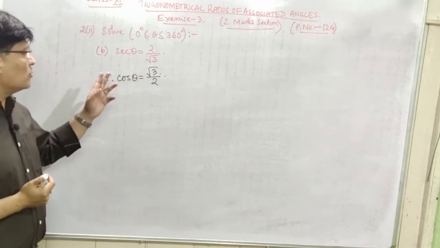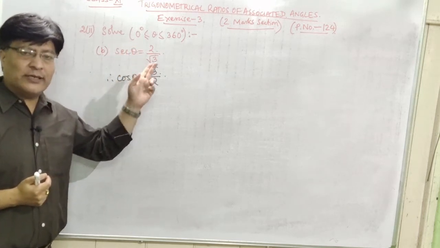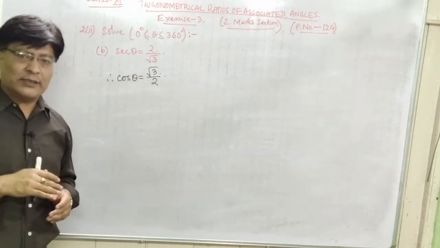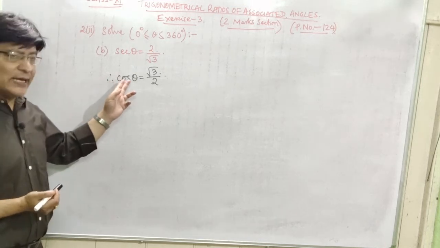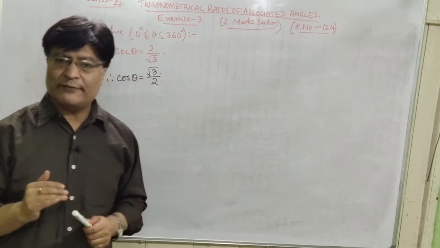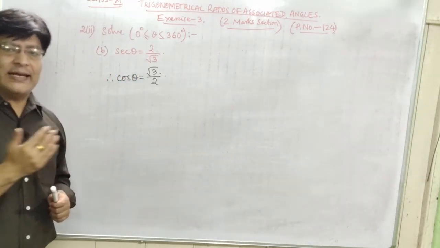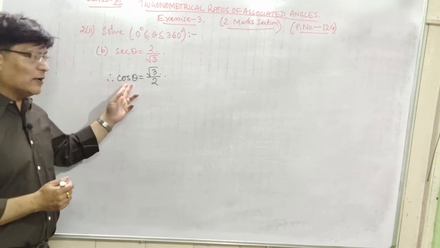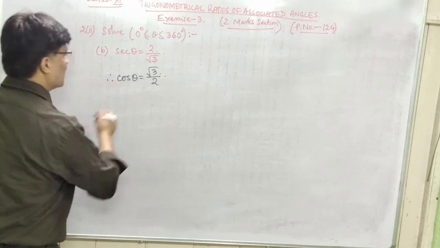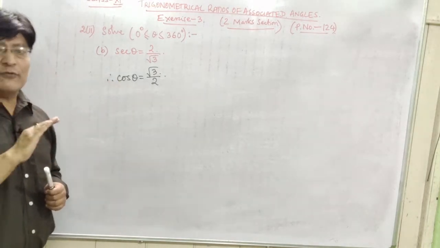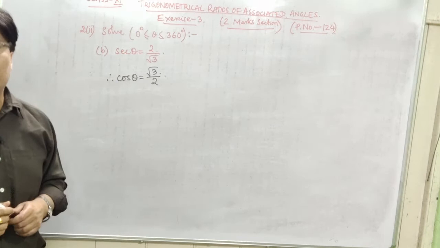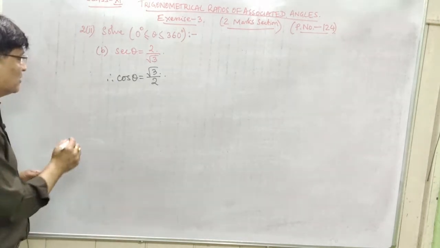Okay. So now you should get the value for theta that lies within 0 degree and 360 degree. That is, theta may lie in the first quadrant, second quadrant, third quadrant, as well as in the fourth quadrant. But in this case, cos theta is given as positive. So in which quadrant cos theta is positive? Cos theta is positive in the first quadrant and in the fourth quadrant. That means you have to get the value for theta in the first quadrant and in the fourth quadrant. In the first quadrant, cos of which angle is root 3 by 2? It is cos 30 degrees, isn't it?